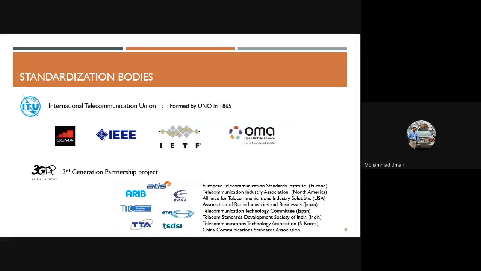Somebody was asking about the standard bodies. These are the standards bodies that are working on the different mobile standards. ITU, the International Telecommunication Union, is the biggest body, formed as a treaty by the UN. It defines what a particular generation should do. It doesn't define any technology like 3G or 4G. It says for any technology to be called a 5G technology, it should meet these requirements: a minimum speed of this much, and a minimum latency of this much.